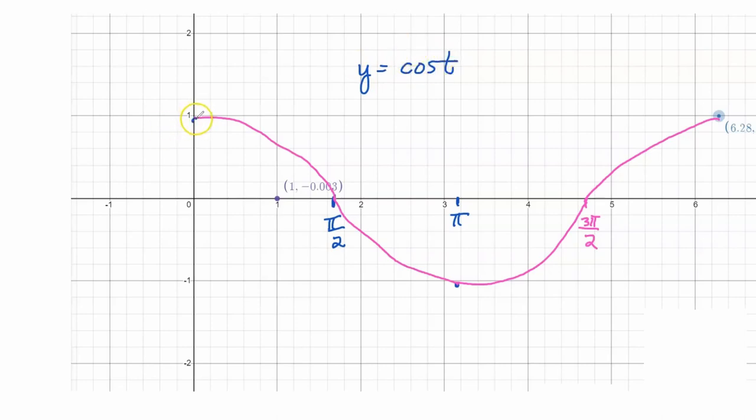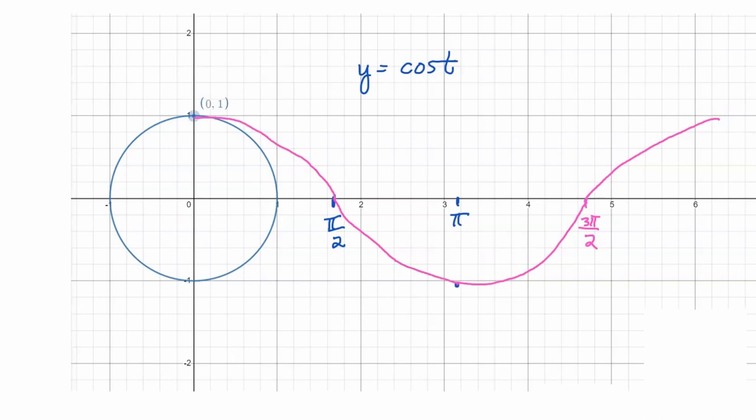So as you notice, it starts at 1, whereas for y equals sine of t, it starts at 0, 0. And why is that? Again, if you look at your unit circle, when t is equal to 0, cosine is 1. So let us check the path of the blue point. Then it goes to negative 1, and then it goes back up to 0, and then it goes to 1 again. So this is just a rough sketch of the graph of y equals cosine t.